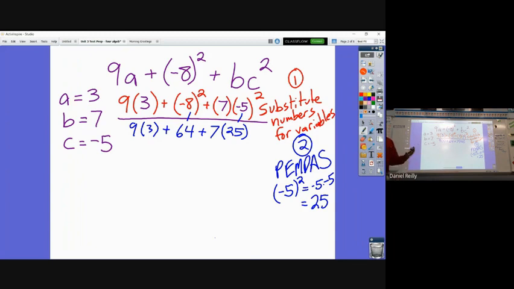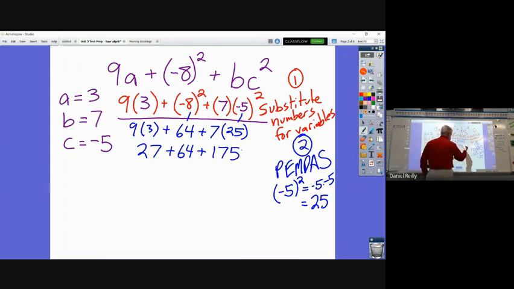Multiplication and division from left to right. Do I have any of those? So I have 9 times 3, which is 27, plus 64, plus 7 times 25, which is 175. Okay, 4 times 25 is 100. Right, so if you can always remember, you can say every 4 25s is 100, and there's 3 more. 3 times 25 is 75.